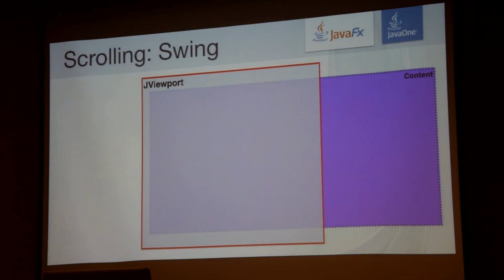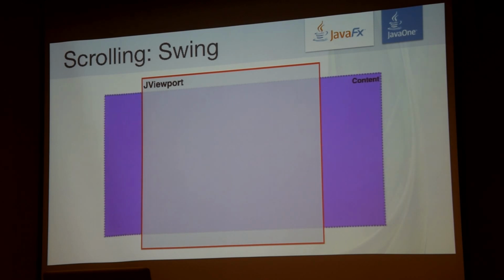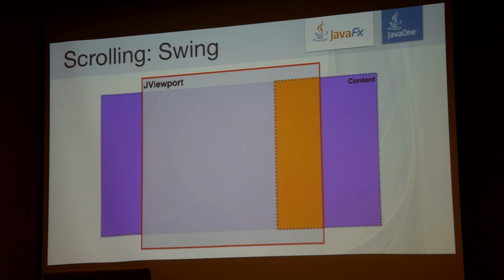So let's visualize this. This is scrolling in Swing, in FlexGantt in Swing. You have one big viewport and you have some content in the Gantt chart, and you scroll like this, then basically the orange area gets redrawn. Okay?